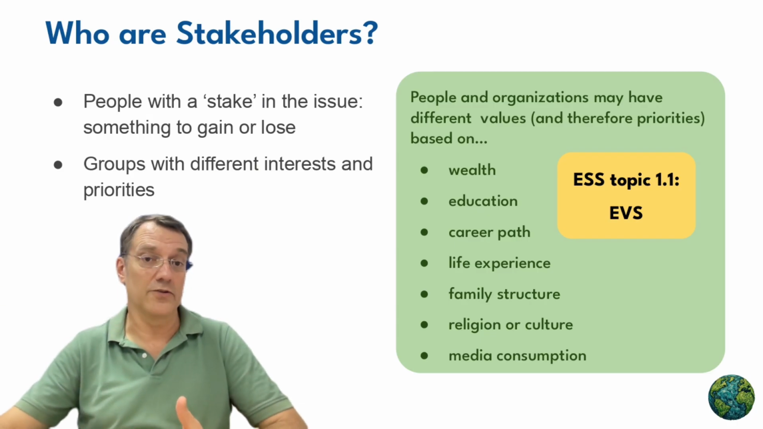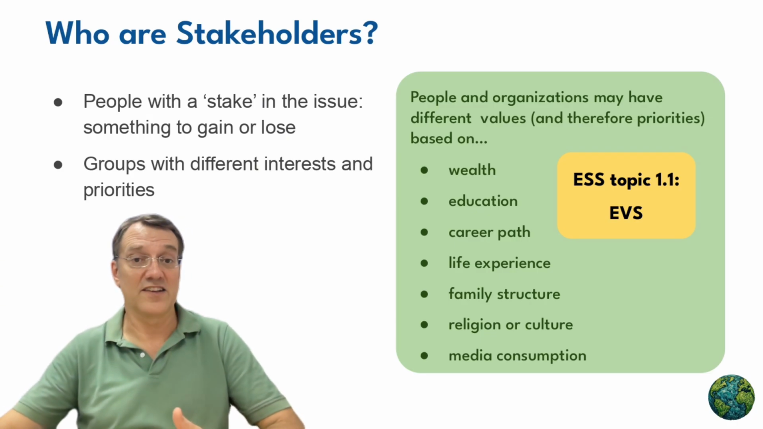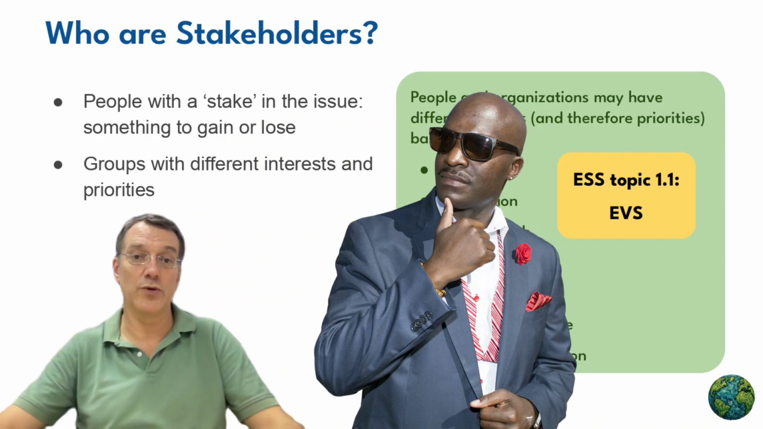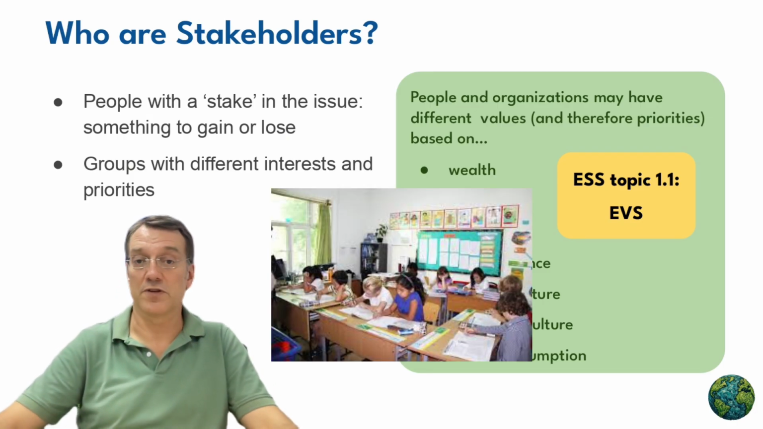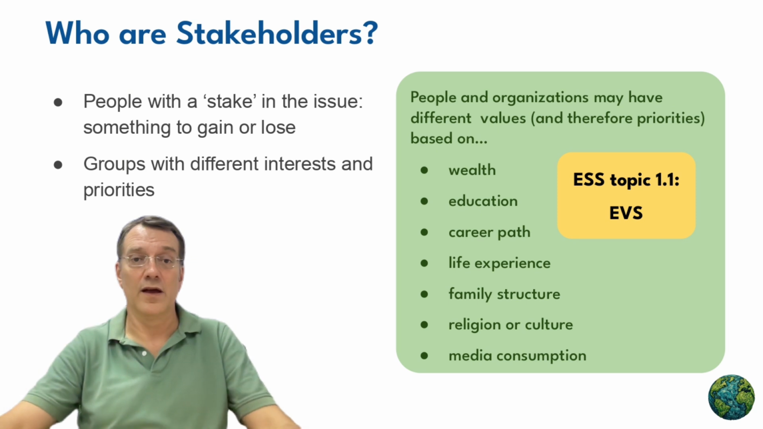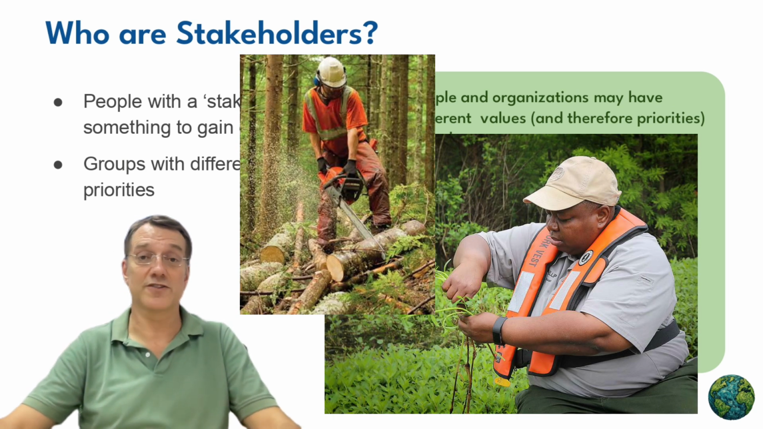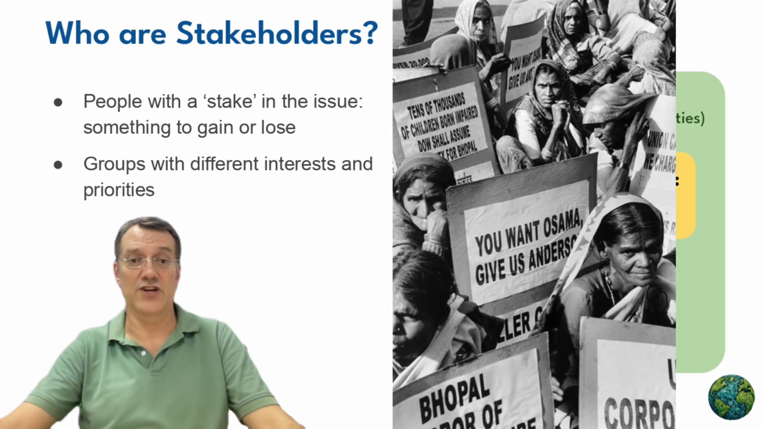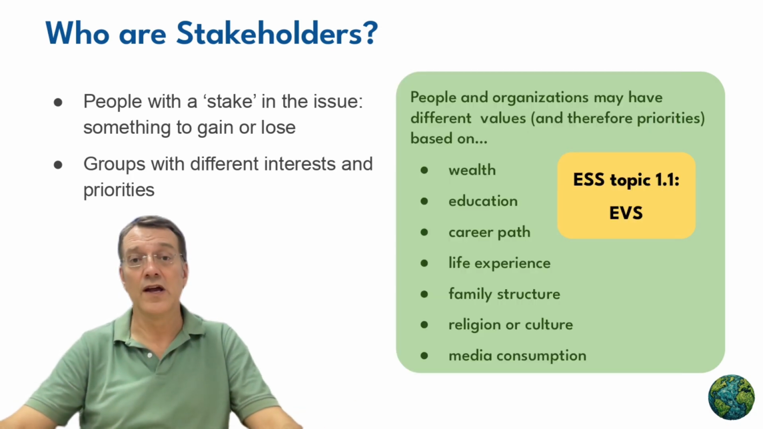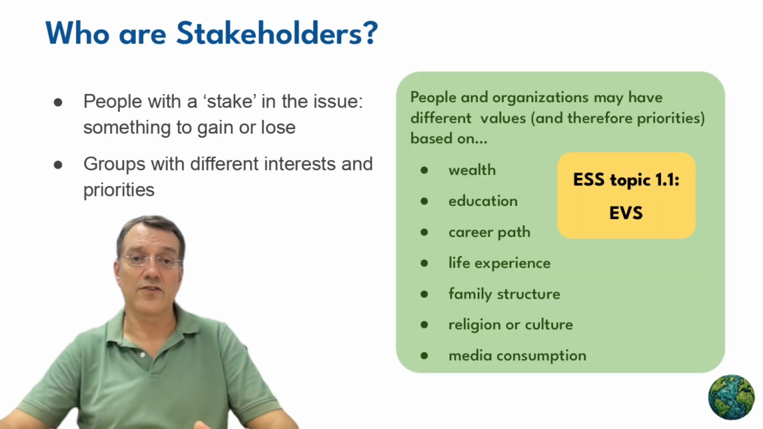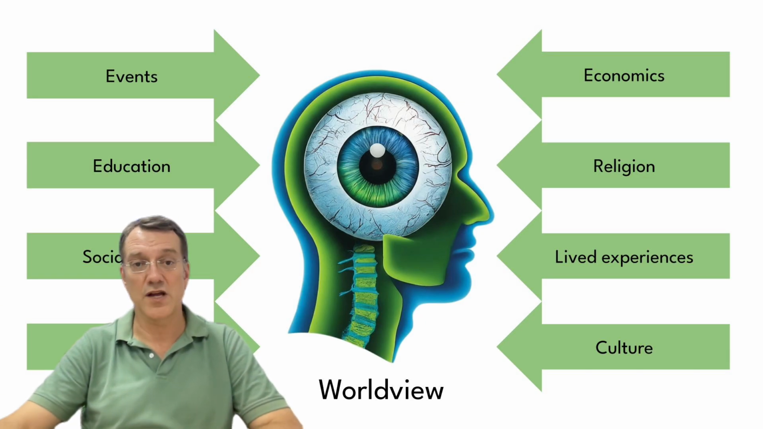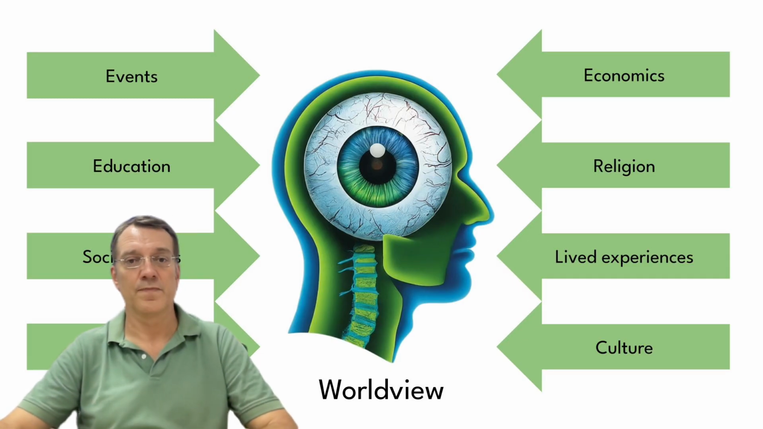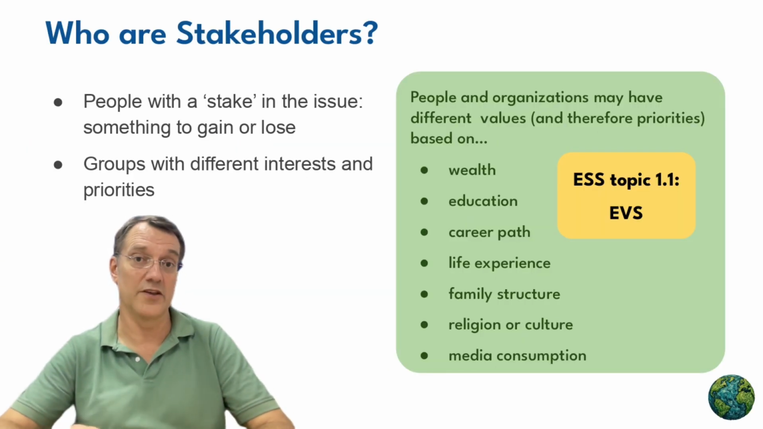Well, if you think about all the factors that shape how somebody sees the world, their wealth makes a difference. Somebody who's financially comfortable might view an environmental regulation differently than somebody who's worried about losing their job. Education affects perspectives too. So does somebody's career path. A logger and a conservation biologist will see forests very differently. Life experiences shape values, as do family structure, religion, and culture, and so does media consumption. All these factors influence somebody's environmental value system. Remember, all the way back in topic 1.1, we studied how people develop different environmental value systems based on their backgrounds and their experiences. This is where that concept becomes really important in your internal assessment.